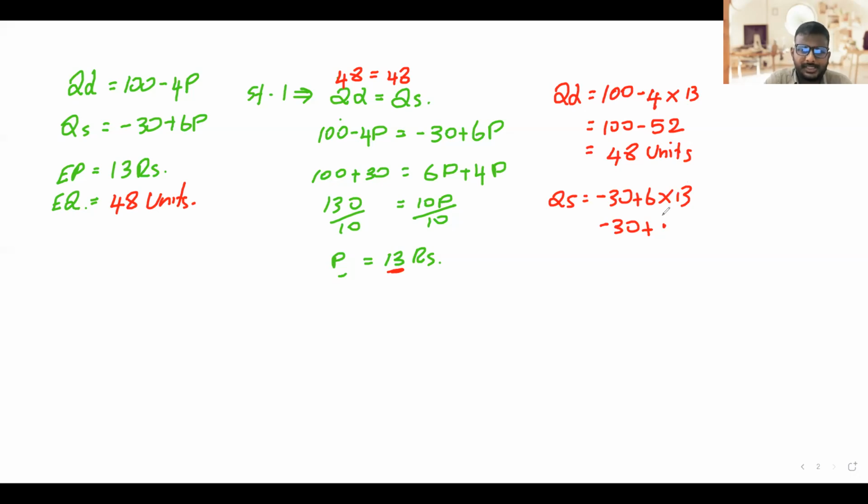Simple. 13 into 5 is 65. You add one more 13, sorry, one more 13. You get 78. So minus 30 plus 78. What do you get? 48 units.